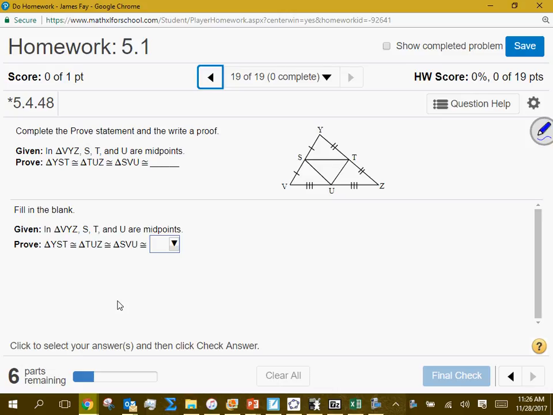All right, so it says in triangle VYZ, S, T, and U are midpoints. It says prove that triangle YST, which is that top triangle, is congruent to triangle TUZ, which is the bottom right triangle, which is congruent then to triangle SVU, which is the bottom left triangle, which it should then be congruent to what they want us to fill in, which will end up being SUT, which is that middle triangle. Okay.